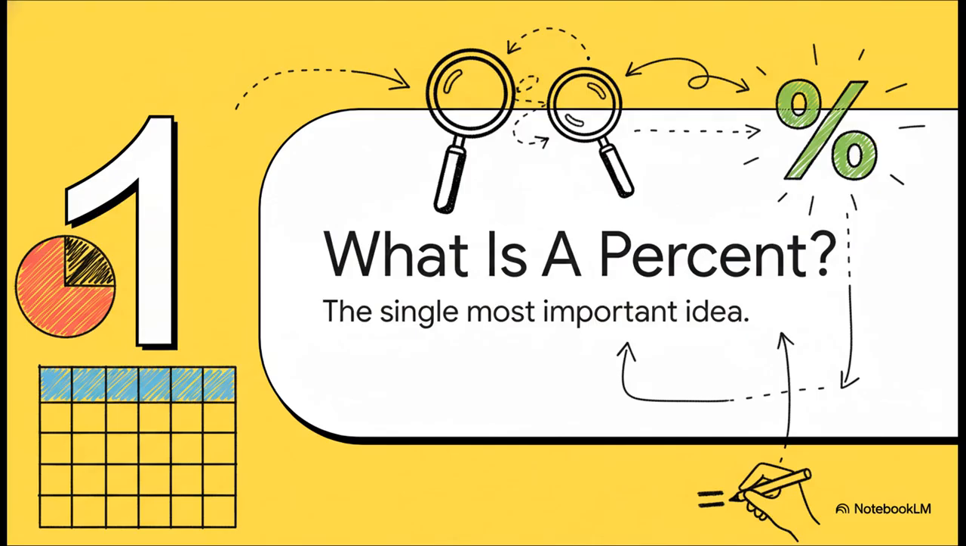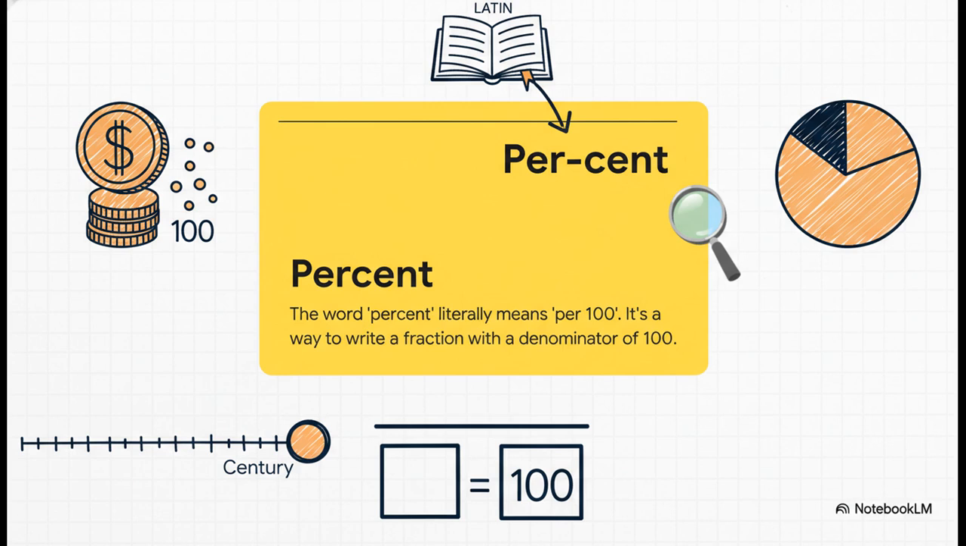First things first, we gotta go back to the one single most important idea. Seriously, if you get this, everything else just kind of clicks into place. So, what is a percent anyway? What's actually kind of cool is where the word comes from. Percent. Cent is Latin for 100. Think about it: cents in a dollar, years in a century. So, percent literally just means for every 100. That's it. It's just a fraction that's all dressed up.